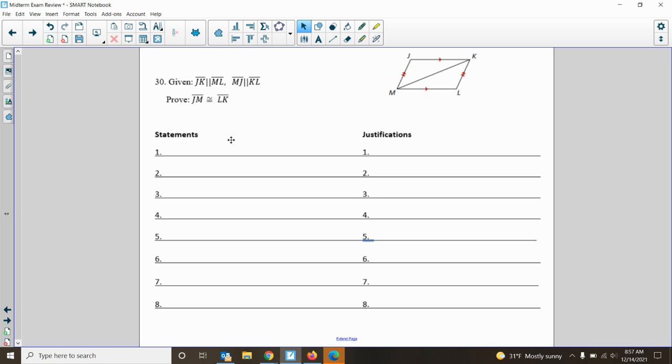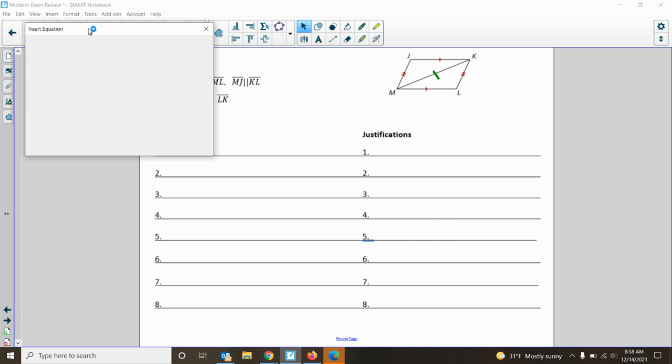Last one. Given a couple parallel lines, prove that JM is congruent to LK. This is probably going to be one of those CPCTC deals where we have to prove the triangles are congruent and then use CPCTC after. It looks like MK is congruent to itself. That's probably a good place to start.